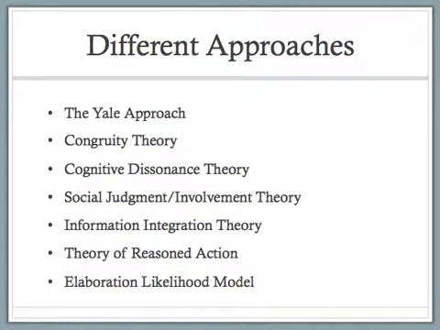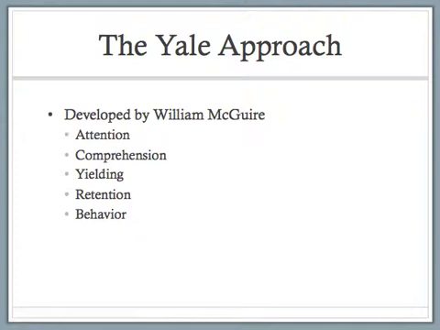There are many different approaches to the persuasion process, such as the Yale approach, the congruity theory, cognitive dissonance theory, social judgment involvement theory, information integration theory, theory of reasoned action, and the elaboration likelihood model. The Yale approach to persuasion was developed by William McGuire. His model begins with attention.